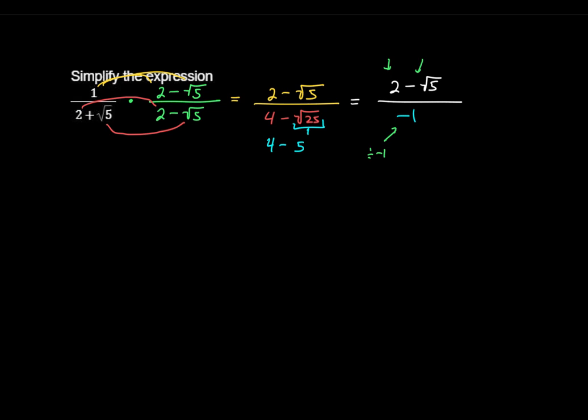So if I divide each of them by a negative 1, I would get negative 2 on top, then positive radical 5 over positive 1, after dividing each of them by negative 1. And since positive 1 is the only thing left in the bottom, we don't need to keep it because it's automatically implied to be there. So overall, the simplified version is negative 2 plus the square root of 5.